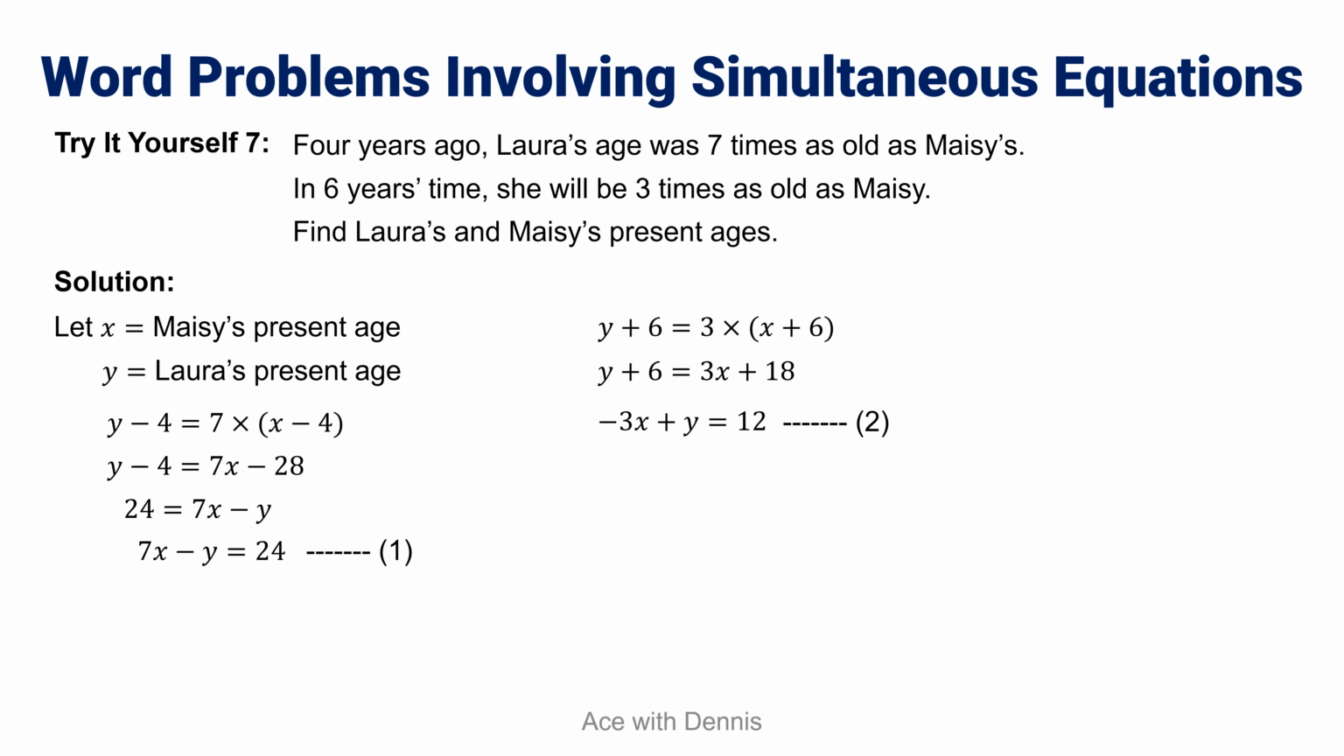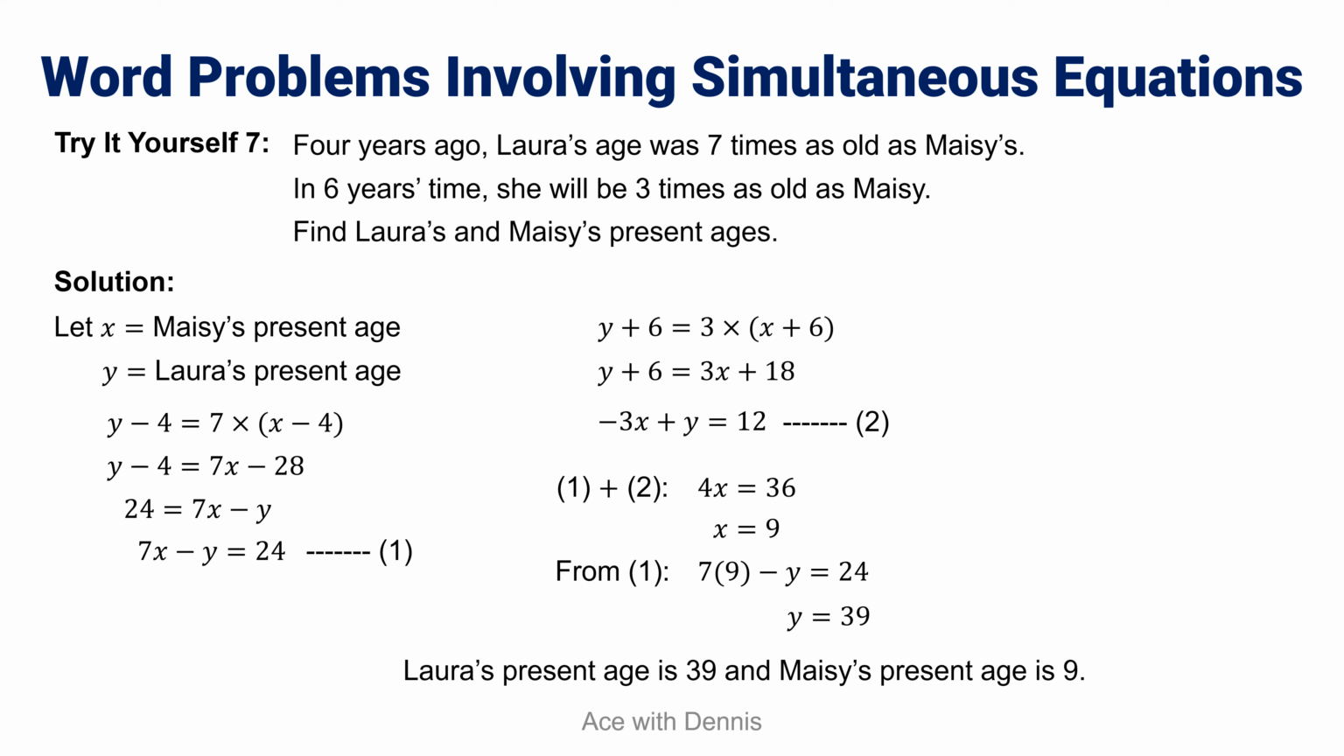Alright, now I can solve the simultaneous equations. I will say equation 1 plus equation 2 so that I can eliminate y. So I will have 4x equals 36. Hence x equals 9. After that, substitute this x equals 9 into equation number 1. So it becomes 7 times 9 minus y equals 24. Hence y will be 39. Okay, now I can answer the question. Laura's present age is 39 and Macy's present age is 9.